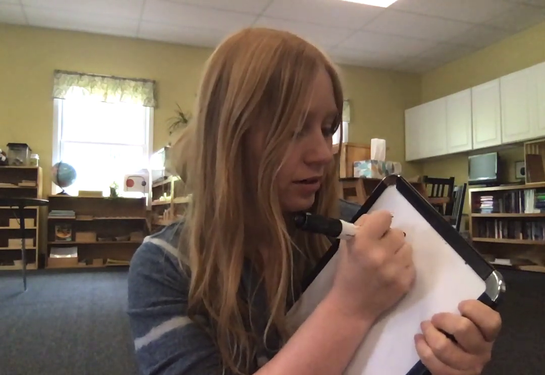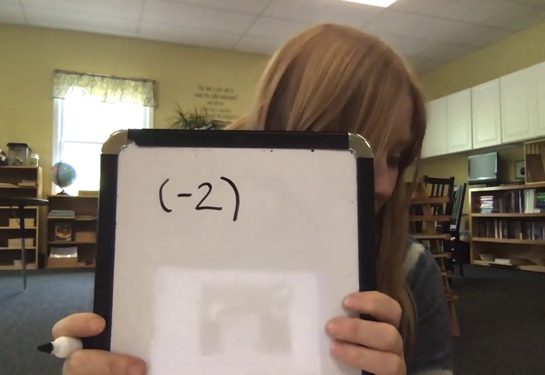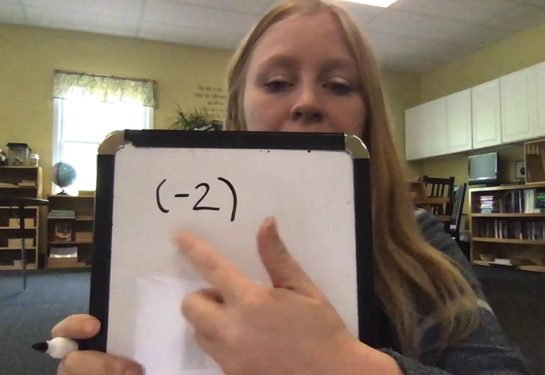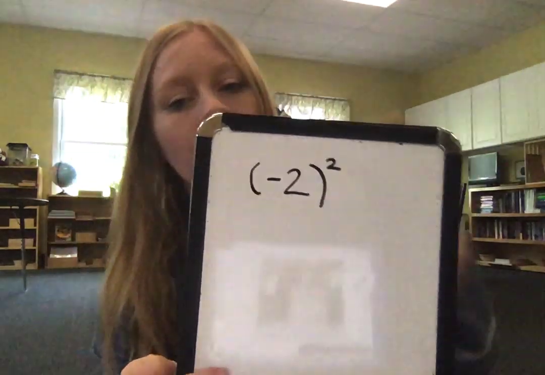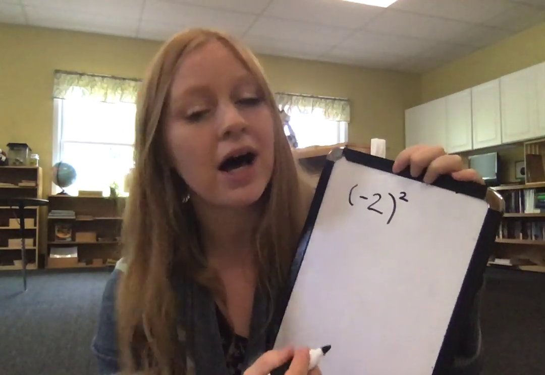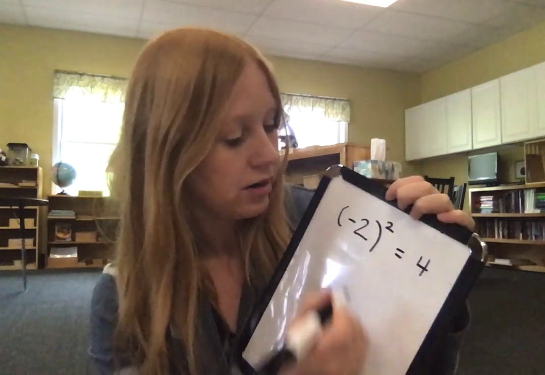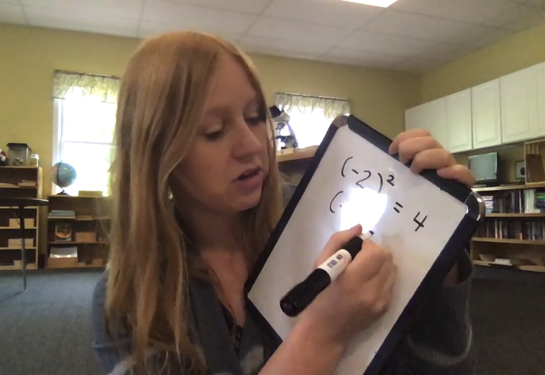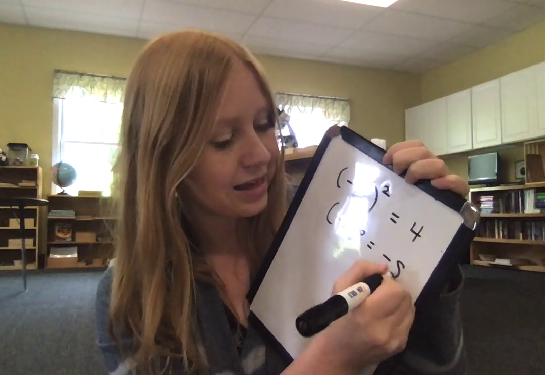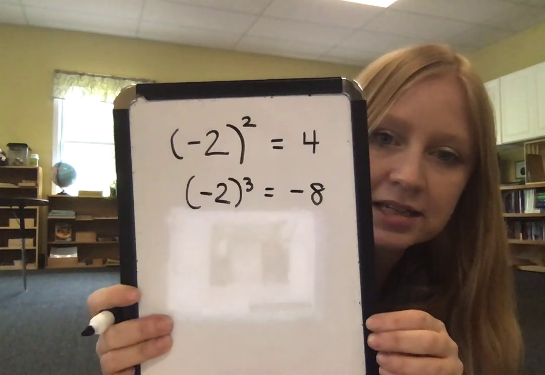My big thing is if there is a negative number inside the parentheses, that means you're squaring the entirety of the negative number. That means this negative number is also being squared. If the exponent is even, like 2, 4, 6, and so on, then you're going to have a positive number, such as this would be positive 4. If the exponent is odd, then you're going to have a negative number. Okay? So, are you ready to get started?